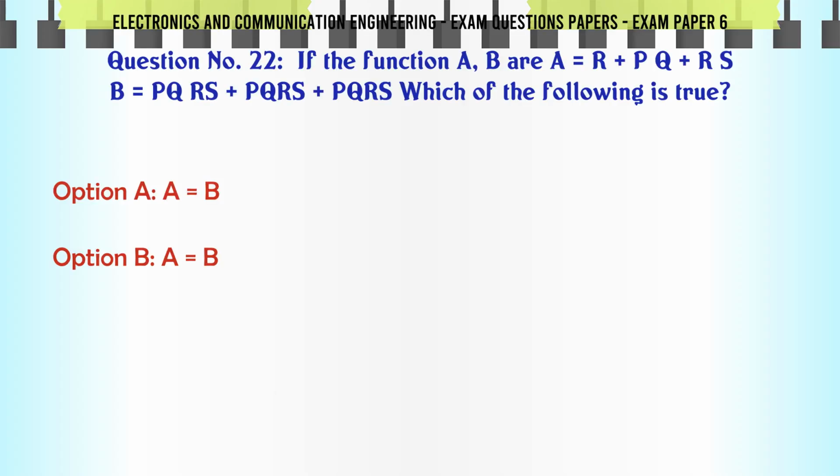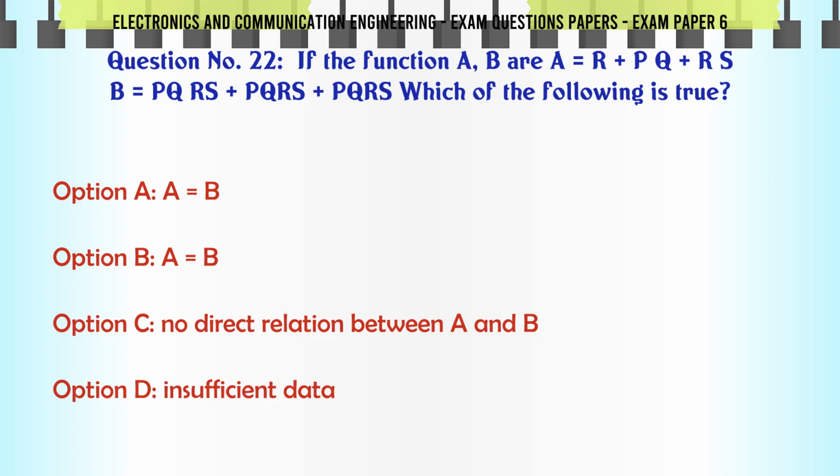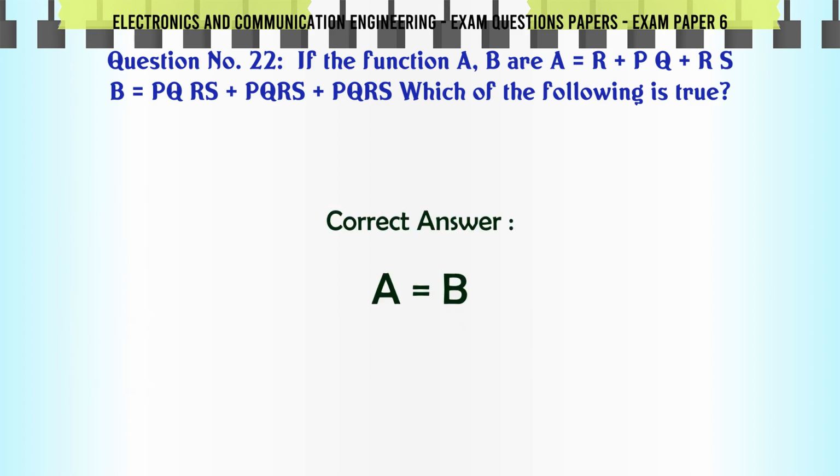If the function is as given, which of the following is true? A) A > B, B) A < B, C) No direct relation between A and B, D) Insufficient data. The correct answer is A < B.